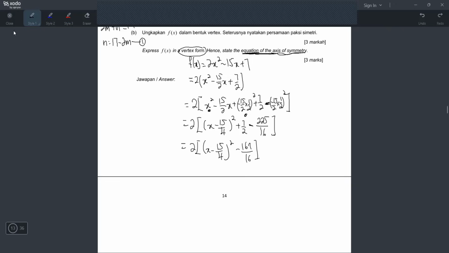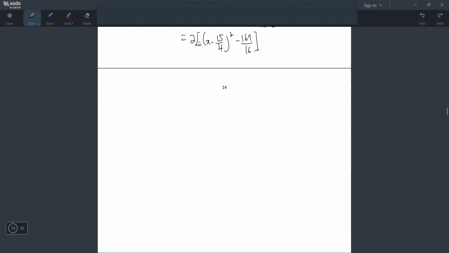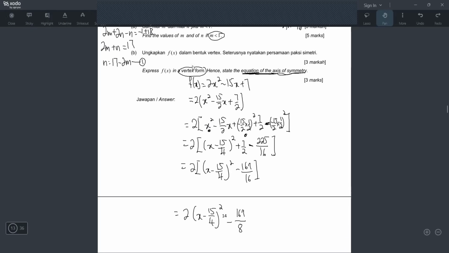Okay, is this vertex form? The answer is no, this is not vertex form. Vertex form cannot have a big bracket. So you have to take the 2 and expand inside. So when you expand inside, I will stop writing the big bracket. I will straight away write 2 x minus 15 over 4 squared. But the 2 cannot go inside this bracket because this bracket has a square. So when you take the 2 times with this, you have to write it outside. You cannot write 2x inside like that because the bracket has a square, right? But the one at the back here, this one can times 2. So you'll get negative 169 over 8 when you times 2. Okay, so this is the vertex form. This is the answer for the first part.